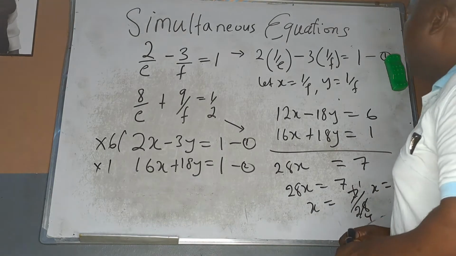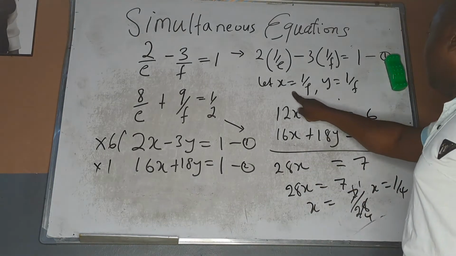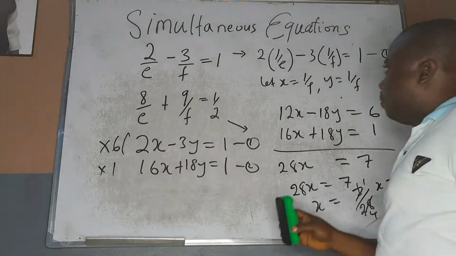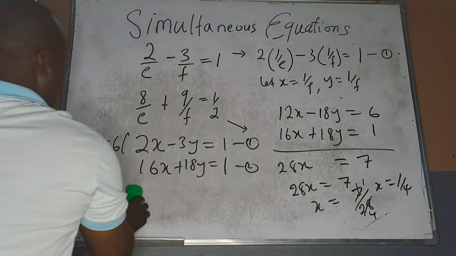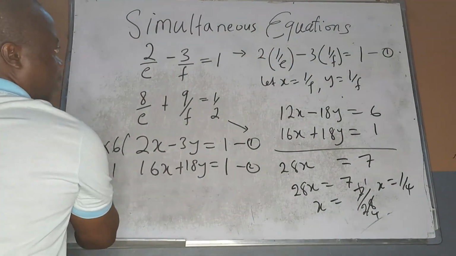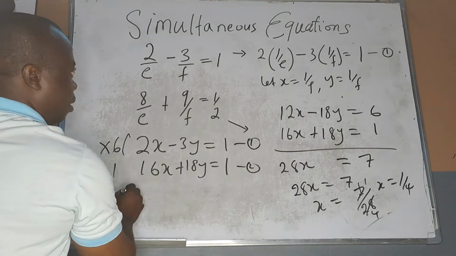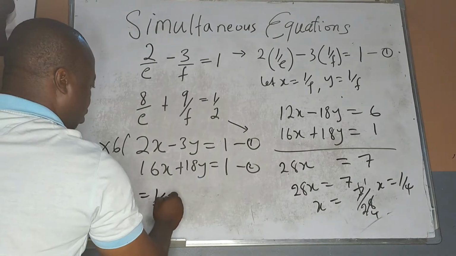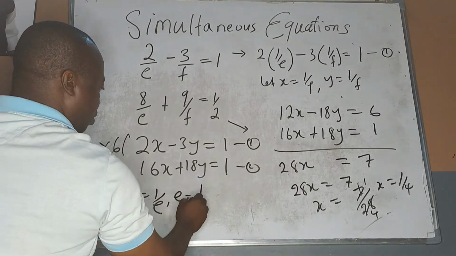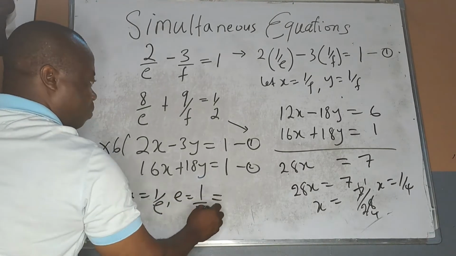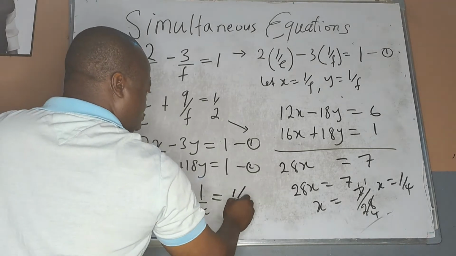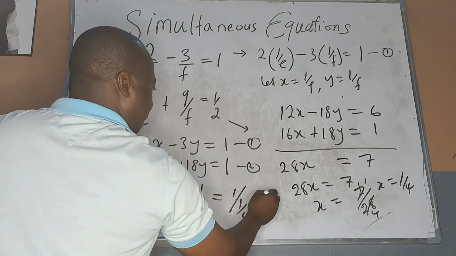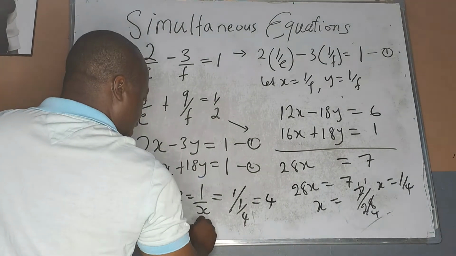Recall that we're not looking for x but e. So x is 1 over e. So e will be 1 over x. To calculate e, we have x equals 1 over e, so e equals 1 over x. That will give me 1 divided by 1 over 4, which is equal to 4. So e equals 4.